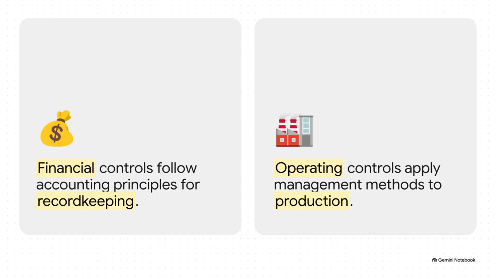Let's juxtapose a few more concepts to really lock this in. Financial controls are based on accounting principles. They are focused entirely on authorization, record-keeping, and safeguarding assets. Operating controls, however, apply to production and support activities and are based on management methods like quality control or cost reduction programs. We can also contrast people-based controls, like an accountant diligently running through a month-end checklist, with system-based.